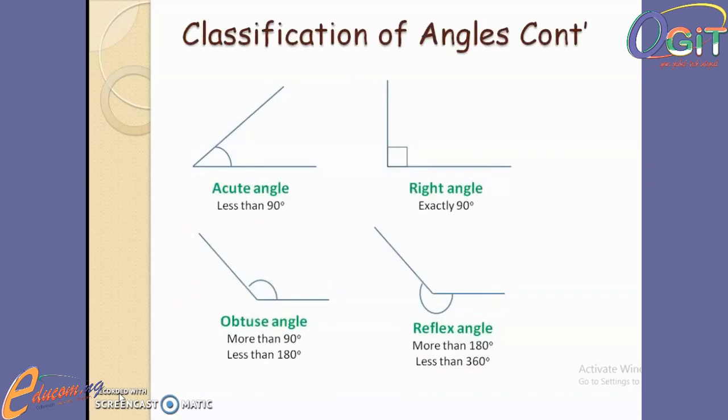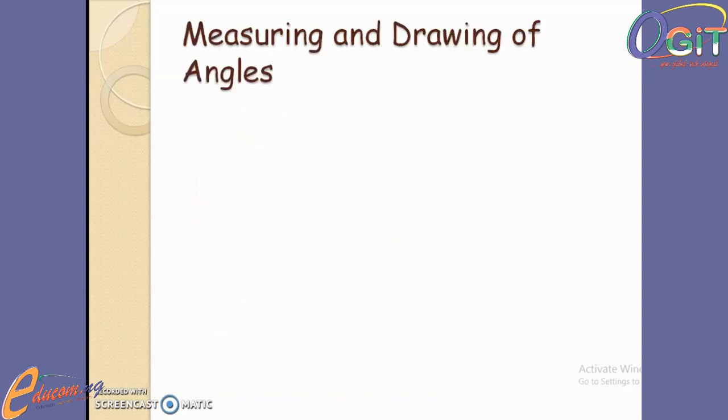Here are some diagrams showing acute angle, which is less than 90 degrees, right angle, which is exactly 90 degrees, obtuse angle, which is more than 90 degrees but less than 180 degrees, and lastly reflex angle, which is more than 180 degrees but less than 360 degrees.